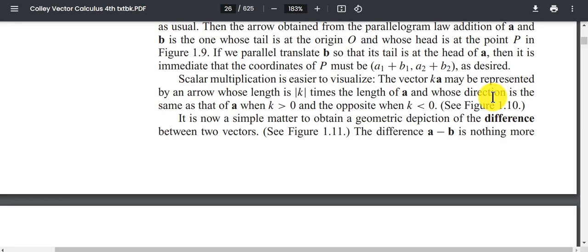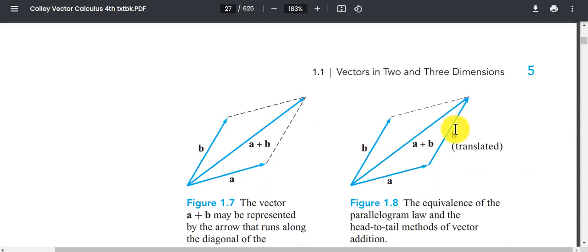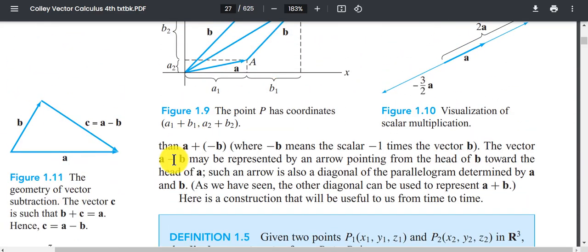Okay, now notice that we never defined subtraction of two vectors, but we can define subtraction now in terms of the operations that we already have, which are addition of vectors and scalar multiplication. So they say that if you want to define a minus b, you can just say, well, it's just a plus minus b. And by minus b now we know that it's negative 1 times b. So with the operations that we already have, we can define how to subtract two vectors.